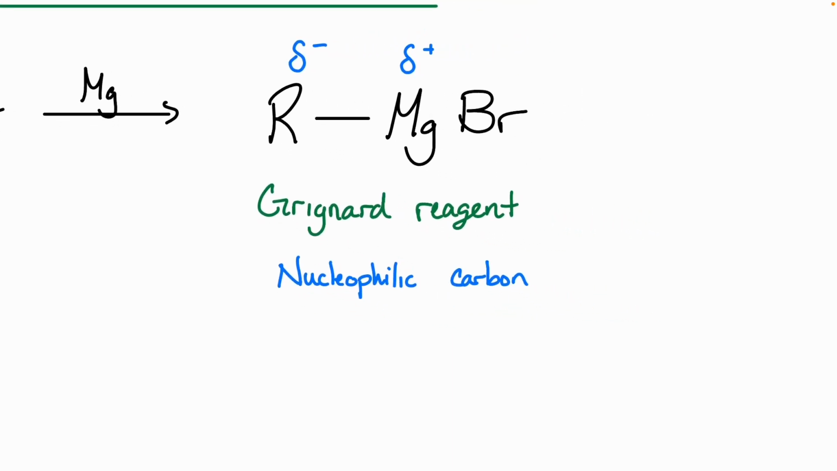All right, sometimes you'll even see textbooks go as far as to draw your Grignard reagents with an ionic bond, right? An actual carbanion with a magnesium with the positive charge. I hate that, I think it looks stupid, but whatever, you will see that, okay?